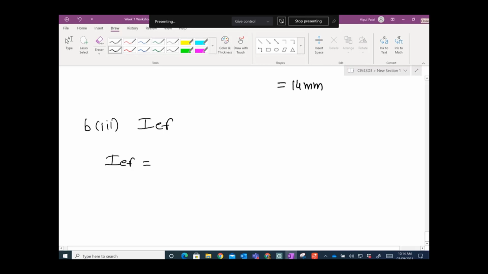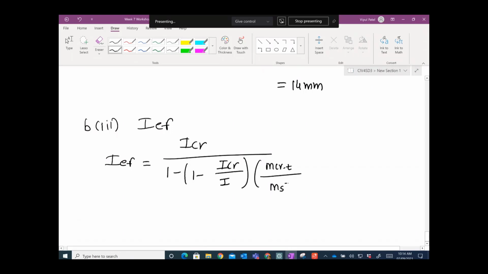So let's copy that equation. I crack, 1 minus 1, I crack over I gross. Basically this is I gross, the I itself, M crack over MS star, and there are conditions that you need to check with I effective maximum. It should be I effective maximum less than, so that we're going to make a check.